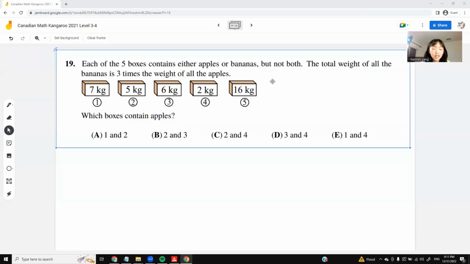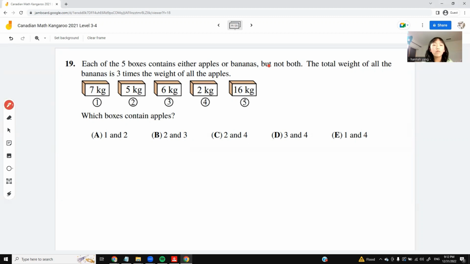Problem number 19. Each of the 5 boxes contains either apples or bananas, but not both. The total weight of all the bananas is 3 times the weight of all the apples. Which boxes contain apples? So as you can see in the problem, it states that the total weight of all the bananas is 3 times the weight of all the apples. So if the weight of the apples is just represented as A, then 3A equals B, the weight of the bananas. And if we were to add all of these boxes up, it would equal 36 kilograms.